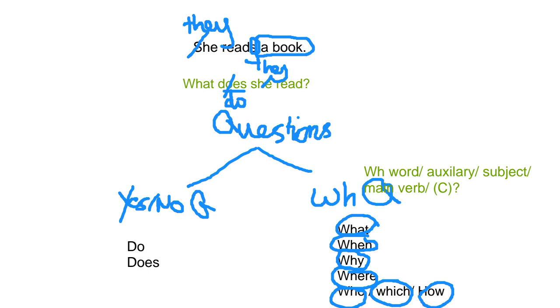Now let us take an example of this type of questions. Yes/no questions. Let me ask a question about this sentence. She reads a book. So I can ask, does she read a book? Does she read a book? The answer will be either yes, she does, or no, she doesn't.